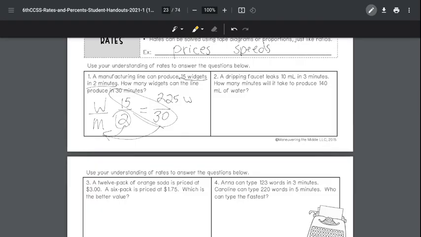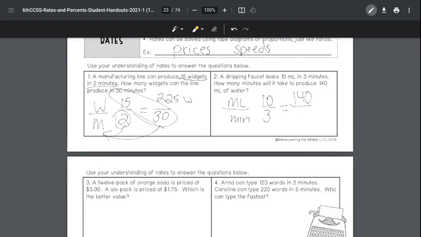Number 2, a dripping faucet leaks 10 milliliters in 3 minutes. All right, so the amount of water and the amount of time, minutes. 10 milliliters of water leak out of the faucet in 3 minutes. How many minutes will it take to produce 140 milliliters of water?